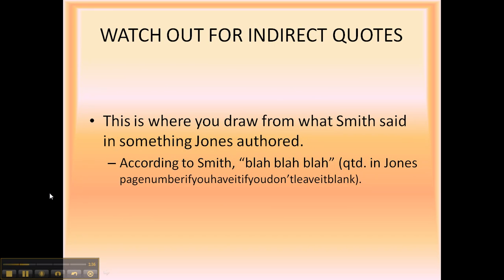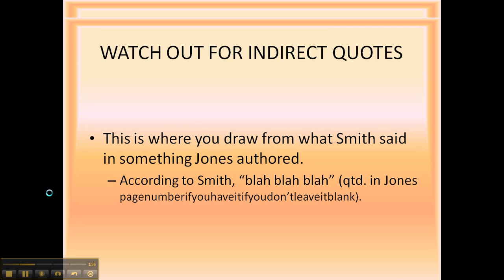Watch out for indirect quotes. Indirect quotes, or paraphrases, are when you take the idea from what Smith said in something that Jones authored. So an example is, according to Smith, blah, blah, blah. Now, Smith didn't write the article, Jones did. So you have to say quoted in Jones, space, page number if you have it, if you don't, leave it blank.